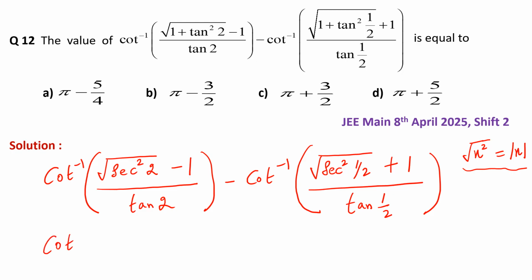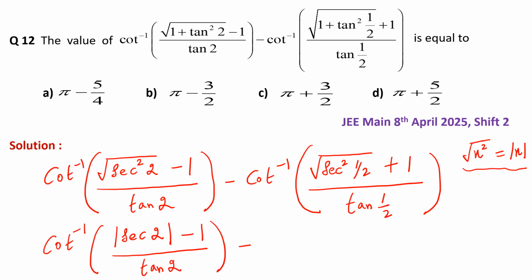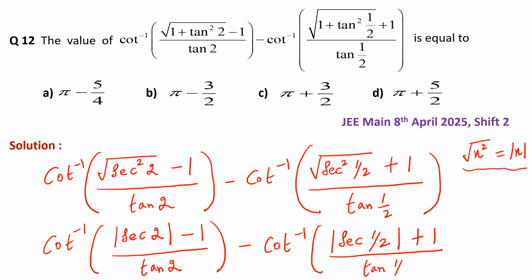So now it can be written as cot inverse of (now square root of secant square 2 becomes mod of secant 2, then minus 1) whole divided upon tan 2, minus cot inverse of (square root of secant square 1 upon 2 becomes mod of secant 1 upon 2, then plus 1) whole divided upon tan of 1 upon 2, bracket closed. Now students, we move further.